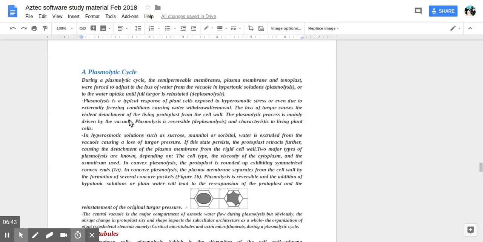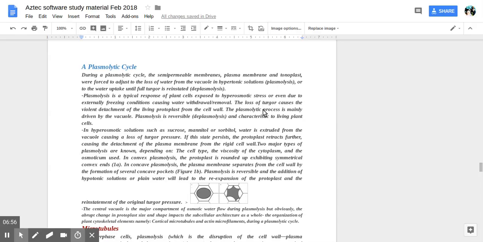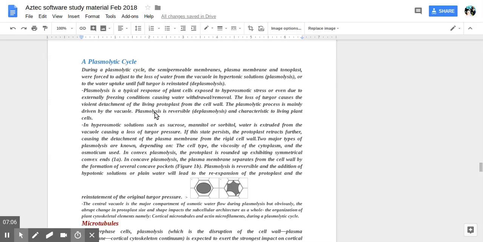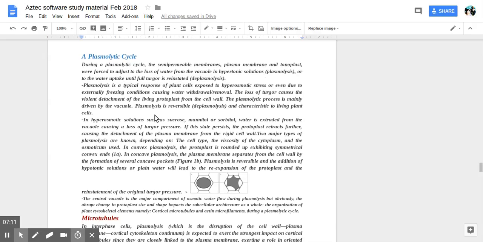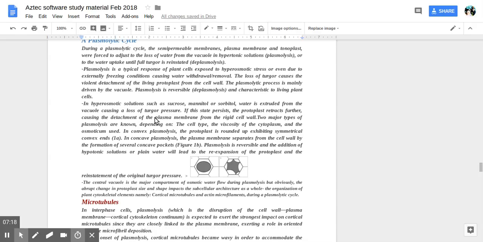Even externally freezing conditions can cause water withdrawal or removal from the cell, causing loss of turgor. That means the cell becomes less rigid due to loss of water, and there is detachment of the protoplast from the cell wall. The plasmolytic process is mainly driven by the vacuole. Plasmolysis is reversible, called deplasmolysis, and is characteristic of living plant cells.